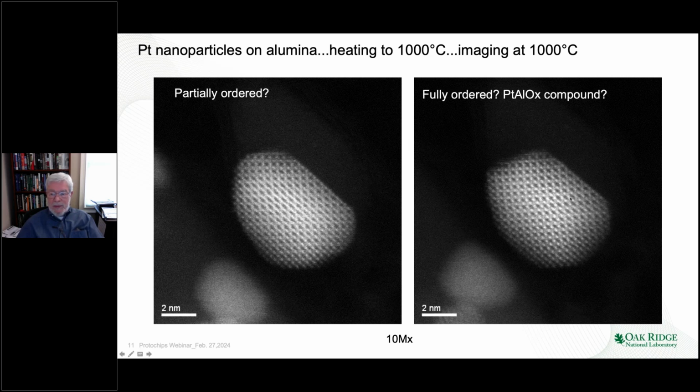But what is this particle now? It's some kind of ordered structure, and it's definitely not just pure platinum any longer. We haven't been able to determine exactly what it is doing the fractogram. So we still have a little bit of a mystery on what exactly was going on with this, but it showed the capability of the technology.